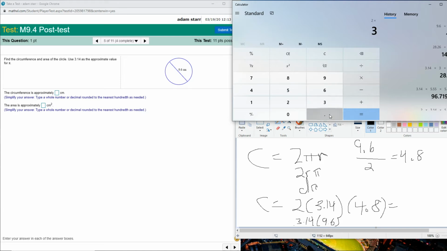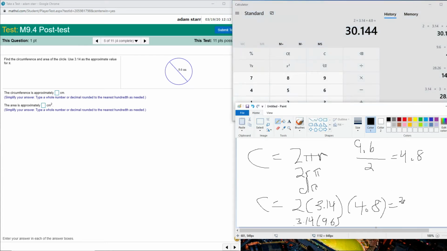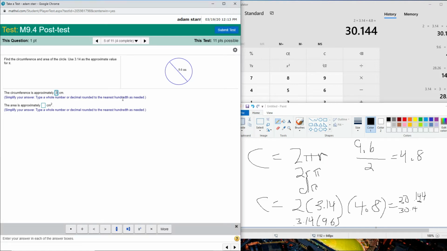2 times 3.14 times 4.8. Okay, that's 30.144. It says round to the nearest hundredth. This first 4 is in the hundredths place, so I'm looking at the second 4. That 4 is going to stay, so 30.14 is our rounded circumference.